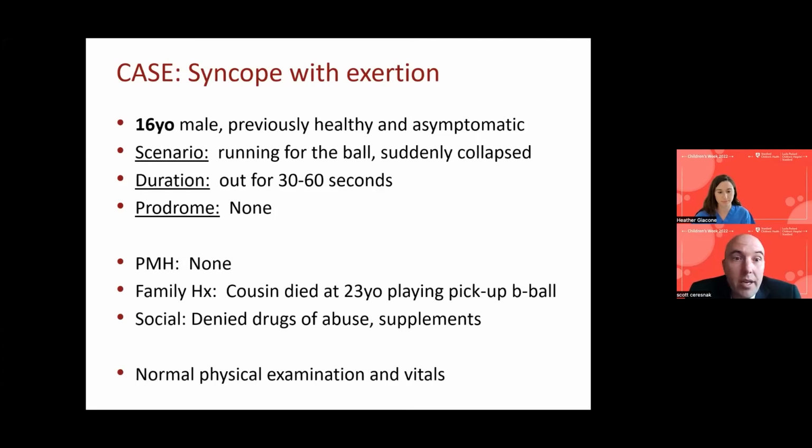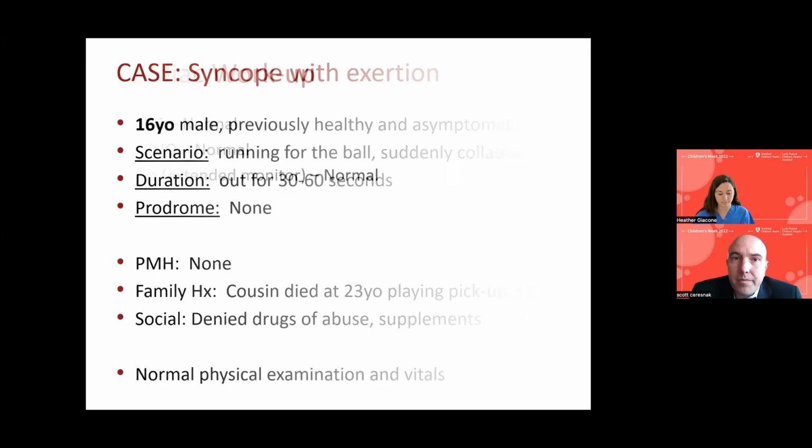Looking at his history, he has never had any medical issues before, has never had any surgeries. Taking a little more detailed family history, he also realized that his cousin died at 23 years of age while playing in a pickup basketball game with friends. Getting a more detailed social history, he denied any drugs of abuse. He was not taking any supplements or anything else. On your physical examination, your vitals, everything was normal and everything looked fine.